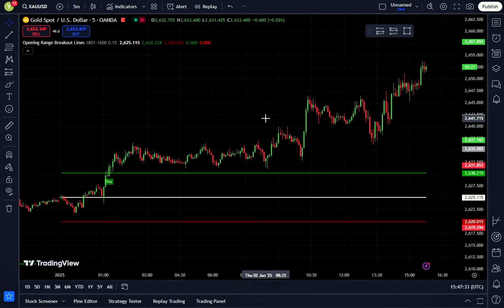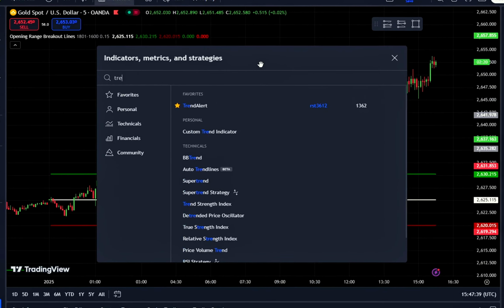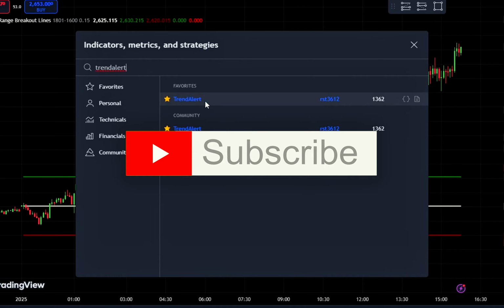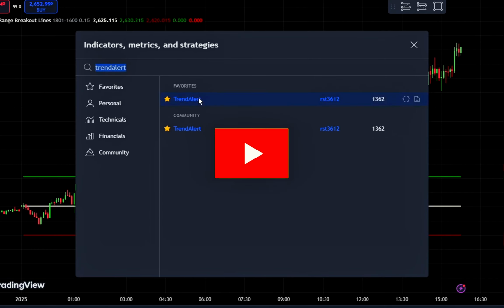Step 2. Adding a confirmation indicator. To confirm the breakout signals, we'll add a second indicator. Go to the Indicator Search tab and type Trend Alert. Select the Trend Alert indicator by the appropriate creator.